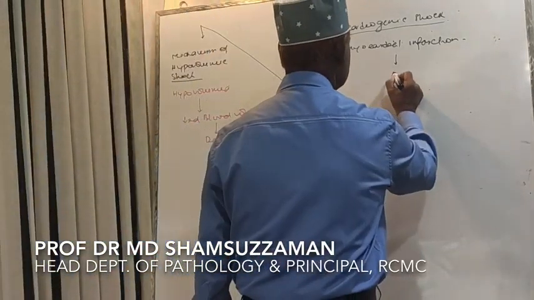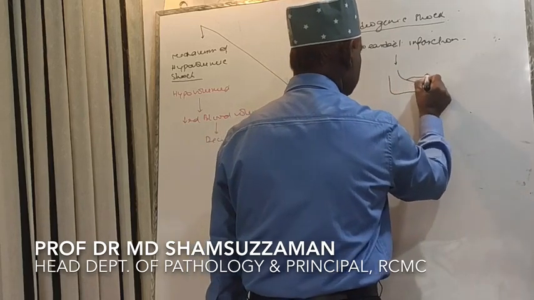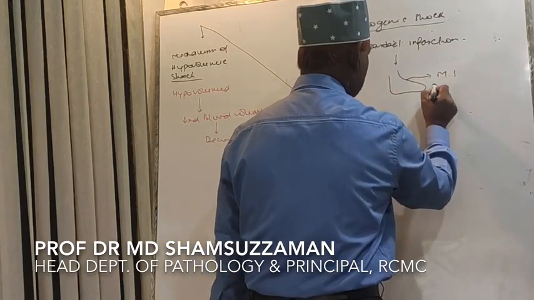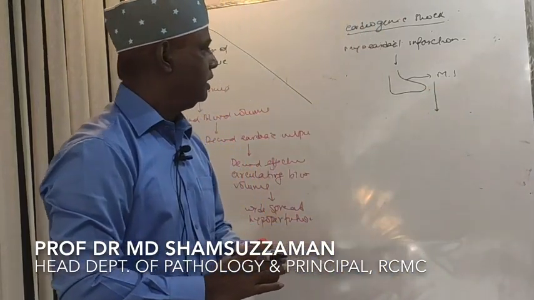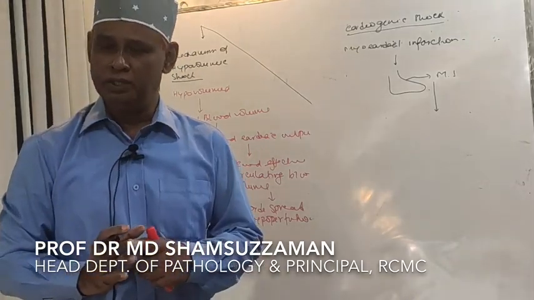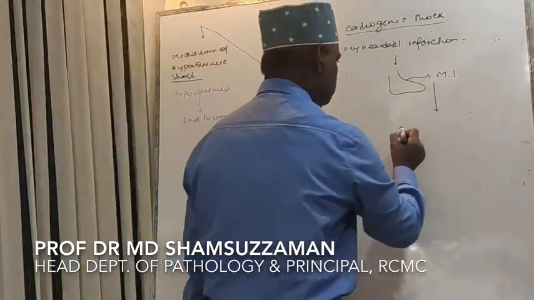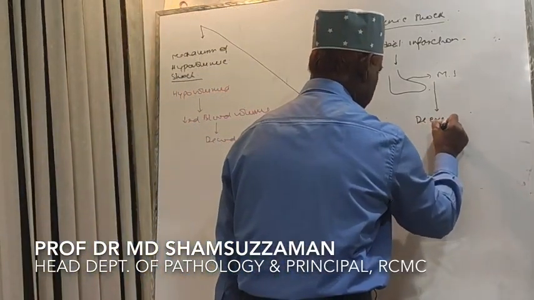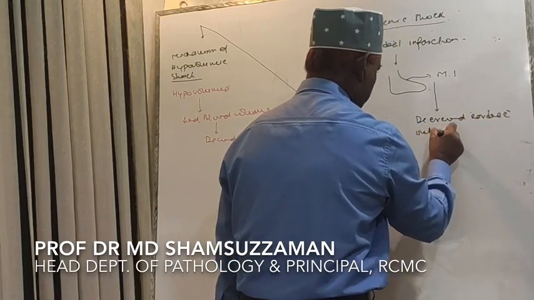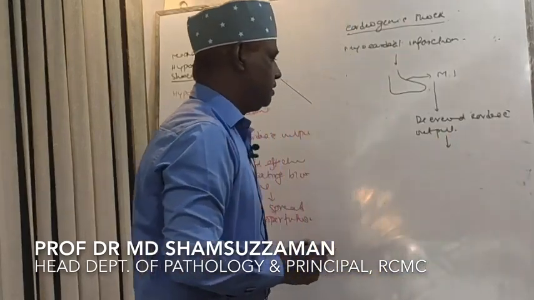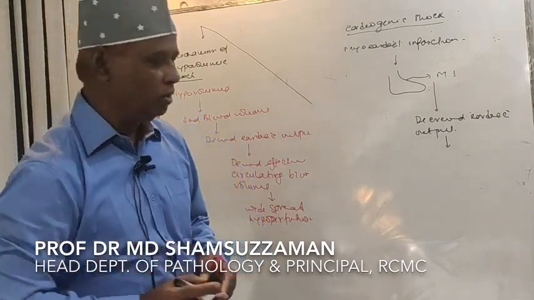Suppose this is the heart, and if there is myocardial infarction, what will happen? The heart becomes weak and cannot pump properly. As the heart cannot pump properly, there will be decreased cardiac output. As there is decreased cardiac output, there will be decreased effective circulating blood volume.